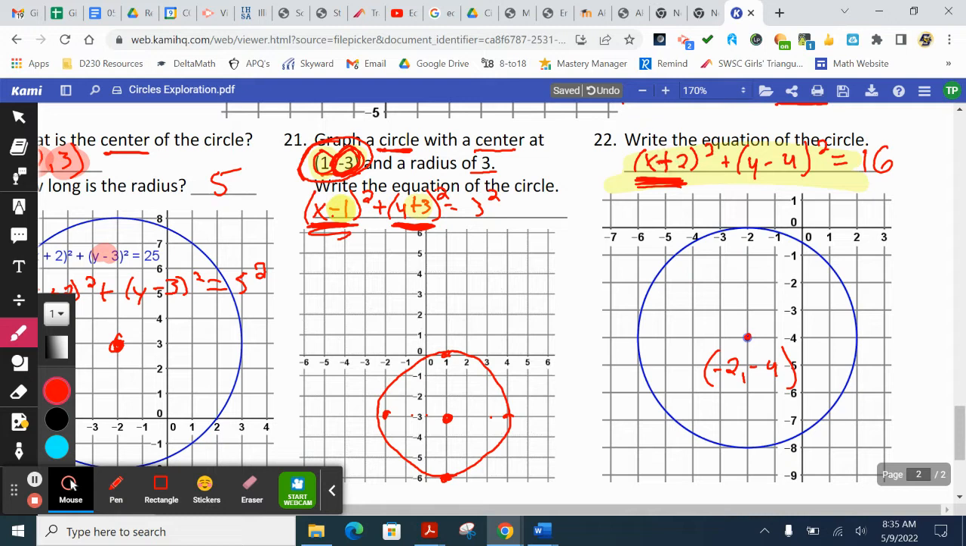And do we need to change that one? Because this was a negative 4. So this should become a positive 4. Okay. So this should be your equation. And you could do 4 squared as well. Either 16 or that 4 squared. Okay.